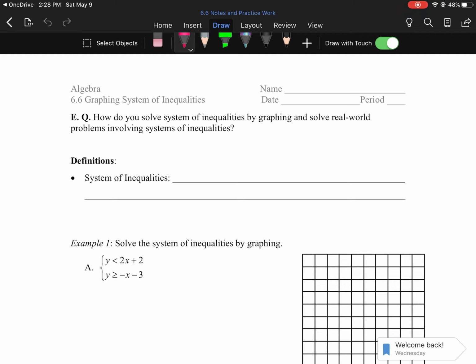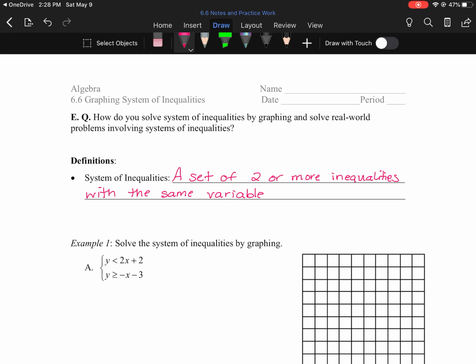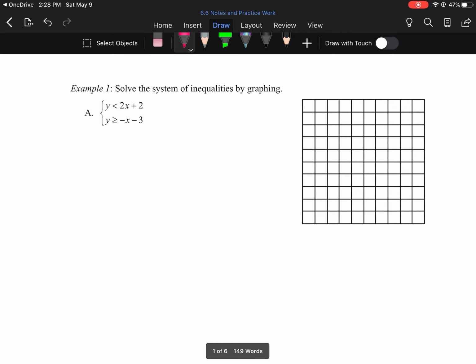Before we get started, a system of inequalities is a set of two or more inequalities with the same variables. Typically, we use x and y. So let's take a look at our first example.